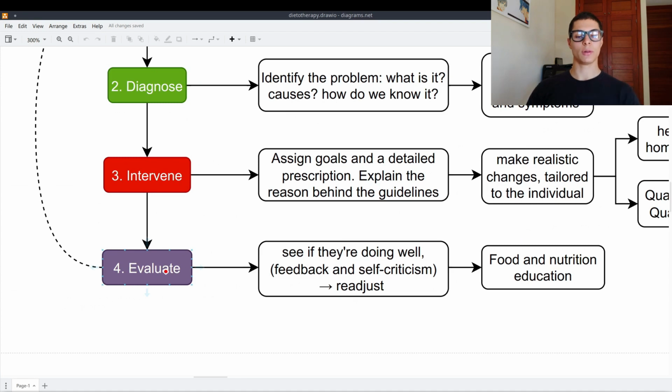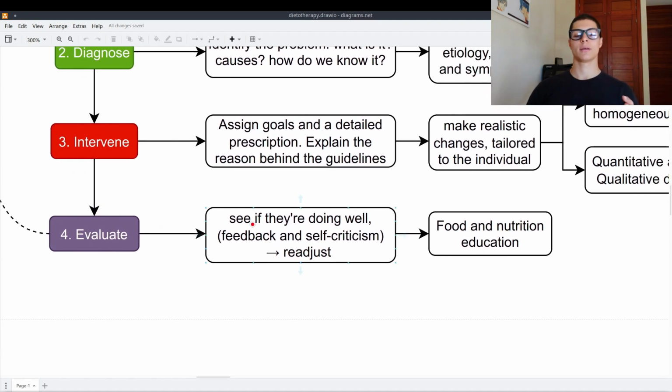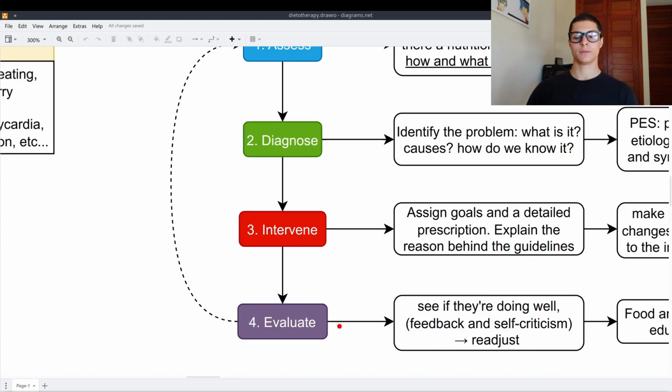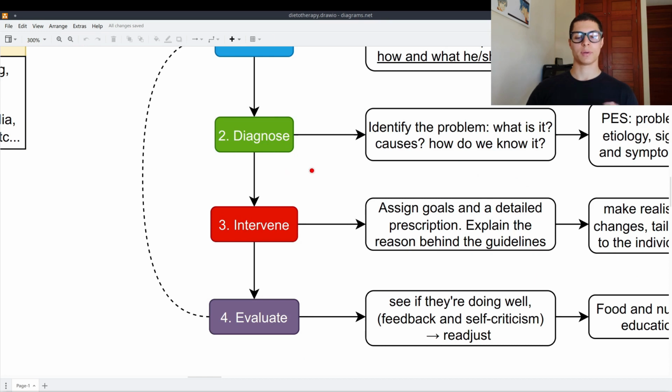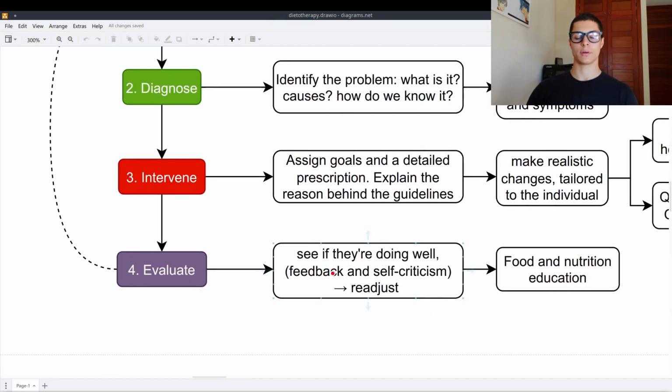The fourth step is to evaluate. So we have to check if everything is going as expected. We have to get feedback and also self-criticism. This is to readjust the diet. And we also have to give them food and nutrition education. So the composition of the food and also education on a healthy way of eating, healthy combinations of food, and a healthy relationship with food. Therefore, after doing this evaluation, we can go back to the assess, and this is a cycle that can repeat because we always have to get feedback, self-criticism, and readjust.